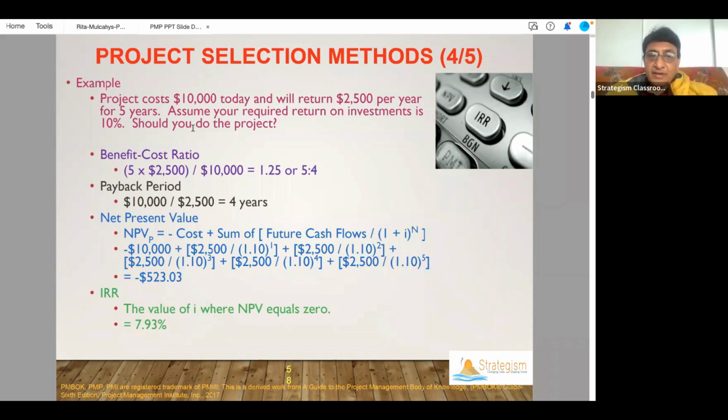And your IRR, internal rate of return, is only 7.93%. Your required return is 10%, so your IRR is less than 10%. Your NPV is a negative number. So even though your BCR and payback look good, this project is not worth doing. So you have to consider all 4 of them when you're investing. In this question, we wanted to give you a sense of the 4 terms.